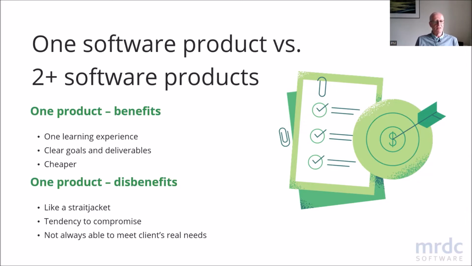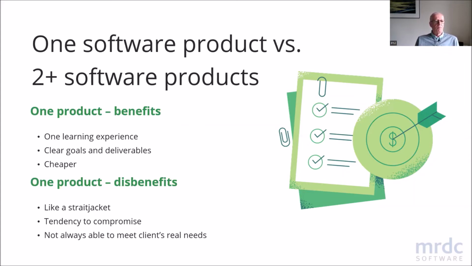It means that if you've got one product, you get some benefits out of that, that you only have that one to learn, and the training is easier. Everyone knows what to do, the best way of approaching a project, and if you like, the tips and tricks of getting around any problems. But you have clear goals and deliverables. And of course, it's cheaper. You're spending less on software.